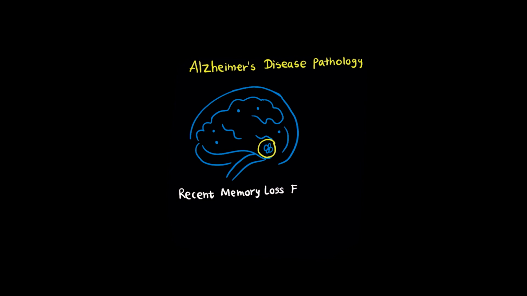The correct answer is nerve cell plaques because these protein deposits, along with neurofibrillary tangles, are the hallmark pathological findings in Alzheimer's disease that cause progressive nerve cell death and tissue loss throughout the brain.